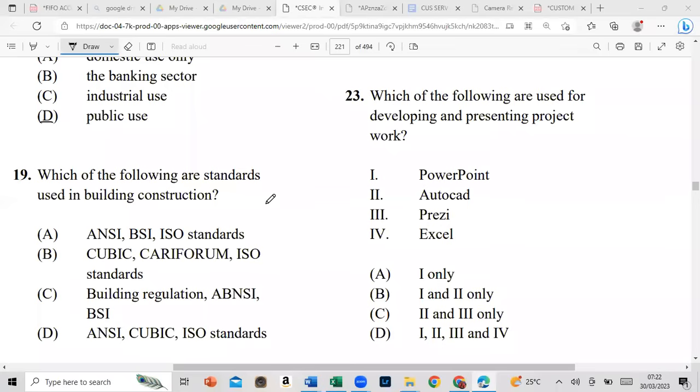Which of the following are standards used in building construction? ANSI, ISO standard, building regulation, and that would be A. Now read out all of them, all right? So it's A. Let's move on to number 20.